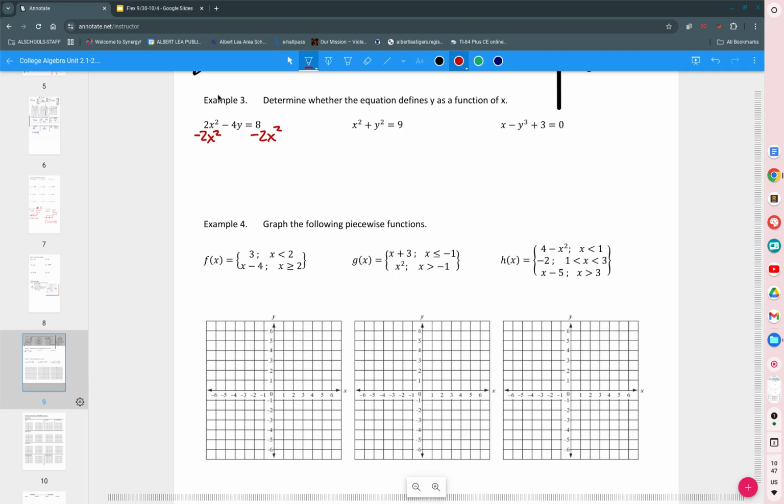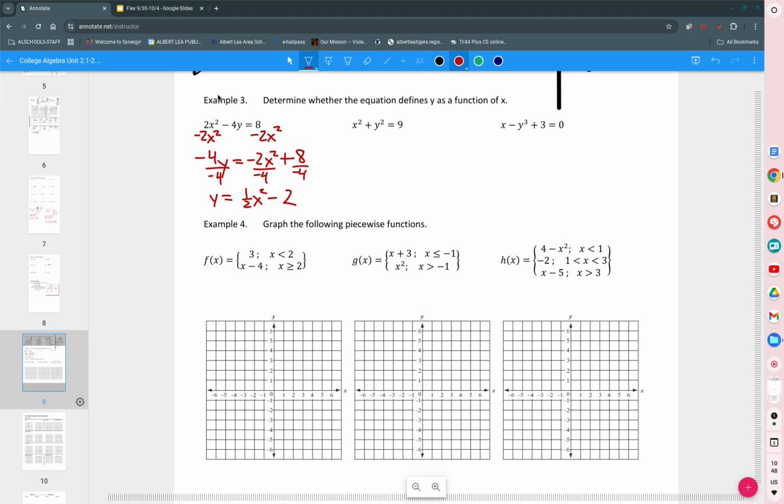I subtracted 2x squared from both sides. I get negative 4y is equal to negative 2x squared plus 8. And I divide by negative 4. And I get y is equal to 1/2 x squared minus 2. Now, the reason why I did that is I'm trying to solve for y to see if I give an input, how many outputs I get.